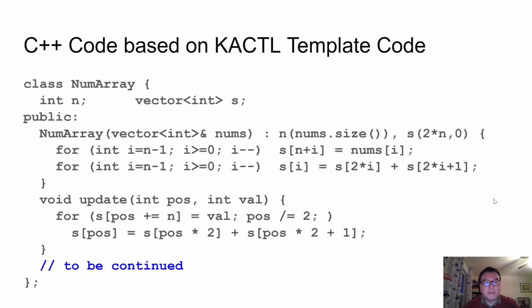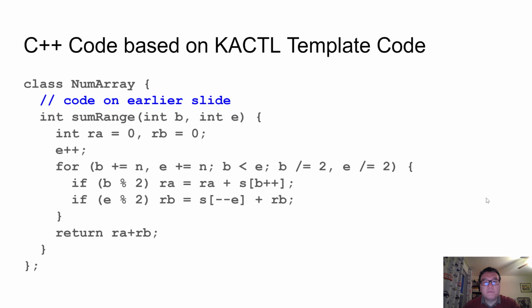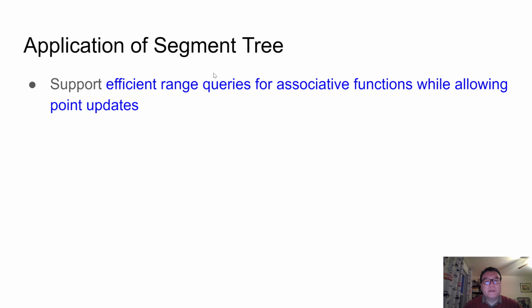And the update is the same as the template code. And the query part is here. Because in this problem, E is included in the range, in order to use the code, I just increment it by 1. Other things are essentially the same as the template, except I replace the function f with just the plus. So that's a straightforward application of a segment tree.